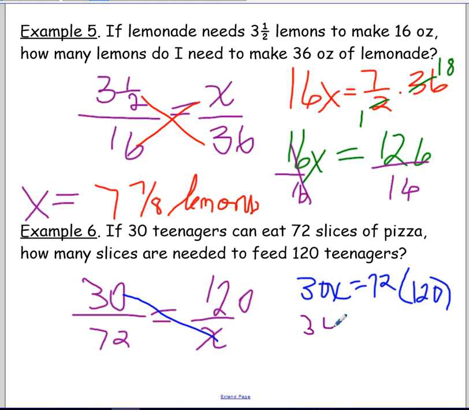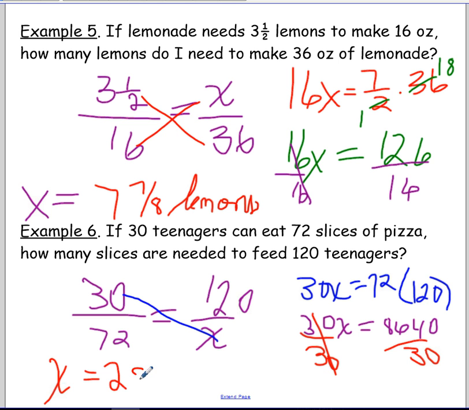So 30 times x, when we multiply it on the right-hand side, we get 8,640. But then we have to divide it by 30 to get x by itself. And so when we do that, we see x is equal to 288. And again, that represents slices of pizza.